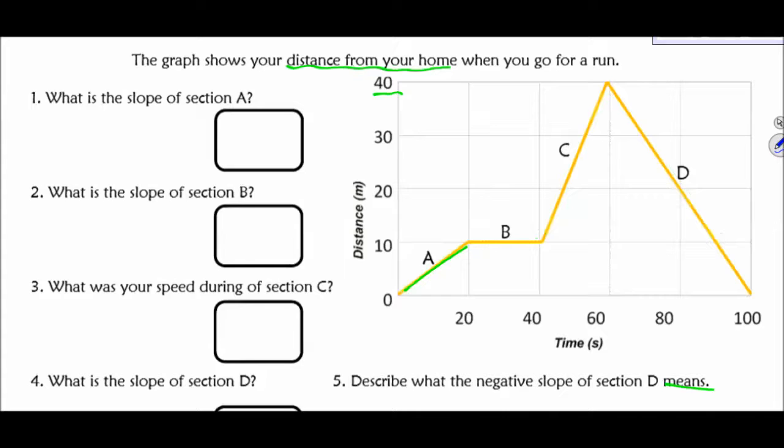Number 6 is talking about section A being less steep than section C. So A is talking about us going from 0 to 10 over the course of 20 seconds. C is talking about us going from 10 to 40 over the course of that same amount of time, 20 seconds. That's traveling 30 meters. This is traveling 10 meters. C being steeper than A is just saying that we're running faster during that section. We're running 30 meters in the same time that it took us to run 10 meters.